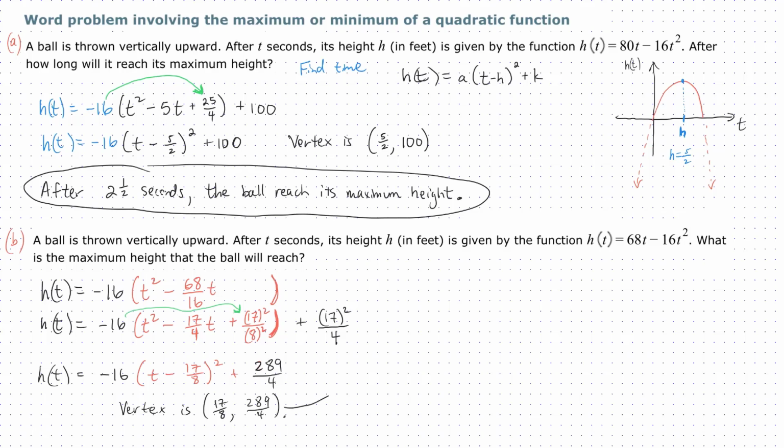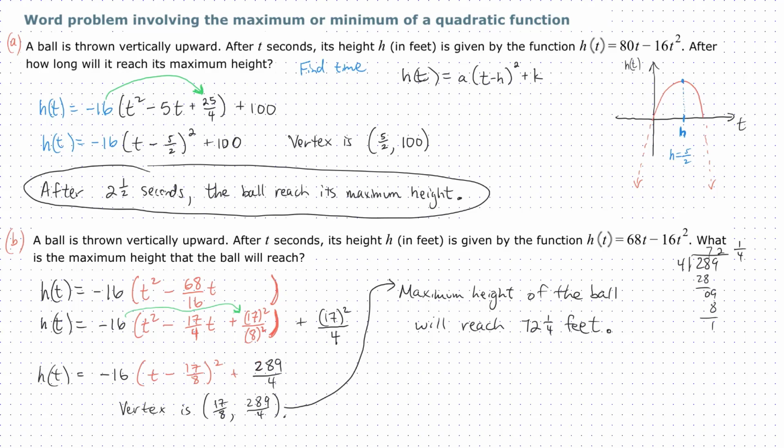Now we're going to extract the information from the vertex and answer the question. I am going to do 289 over 4 really quick. So that's 72 and 1/4. All right. The maximum height of the ball will reach is 72 and 1/4 feet. Make sure you indicate the units.